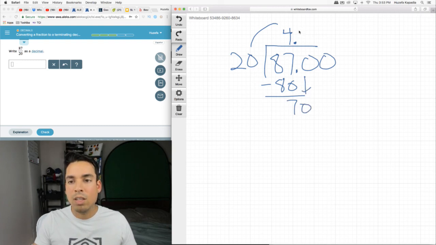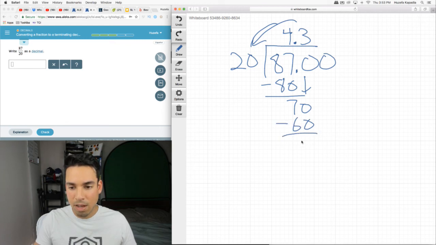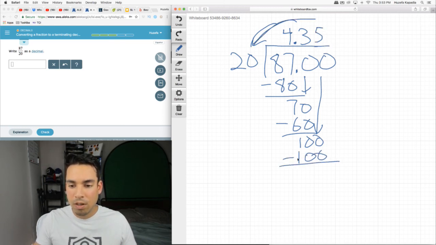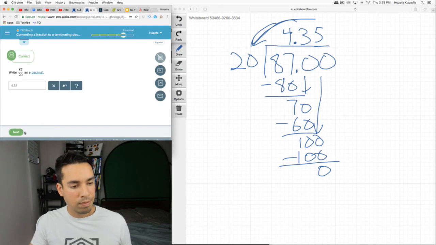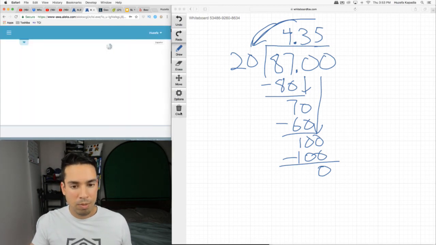20 goes into 70 3 times. 3 times 20 is 60. Now we got 10, and bring down the last 0. 20 goes into 100 5 times. 5 times 20 is 100. And we are done. 4.35. Cool. Let's keep going.